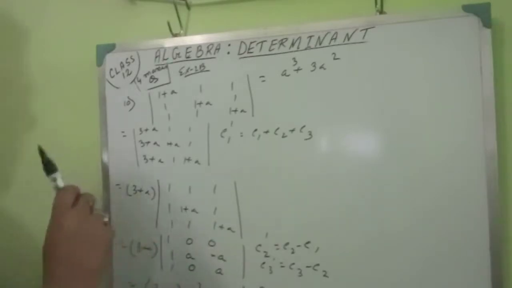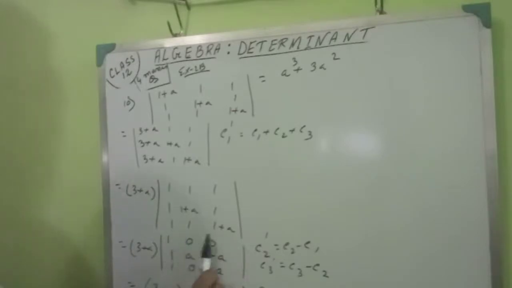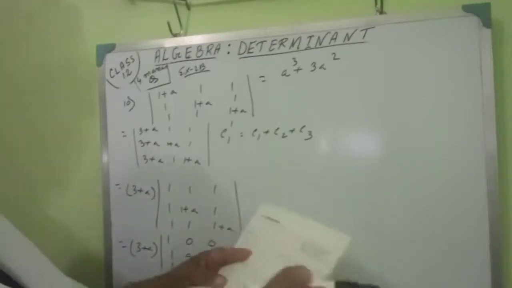Always try to get at least 2 or 3 positions 0 in the bracket after using the properties. Apply the properties and always try to get 2 or 3 elements in the determinant as 0. That will be your target. Then only we can expand. Now expand the determinant, we will get only a square. So 3 plus a into a square, answer is 3a square plus a cube.